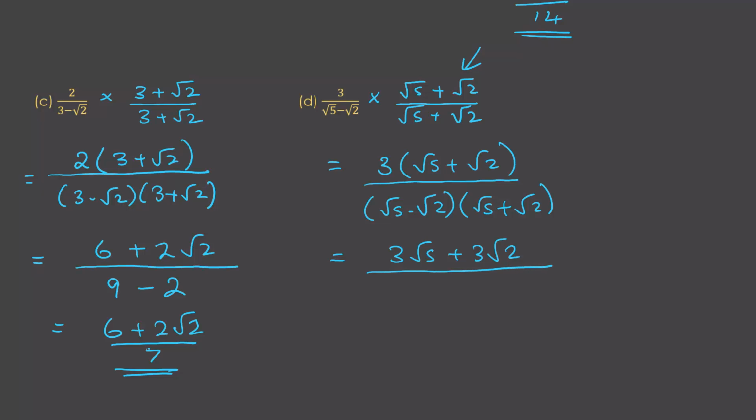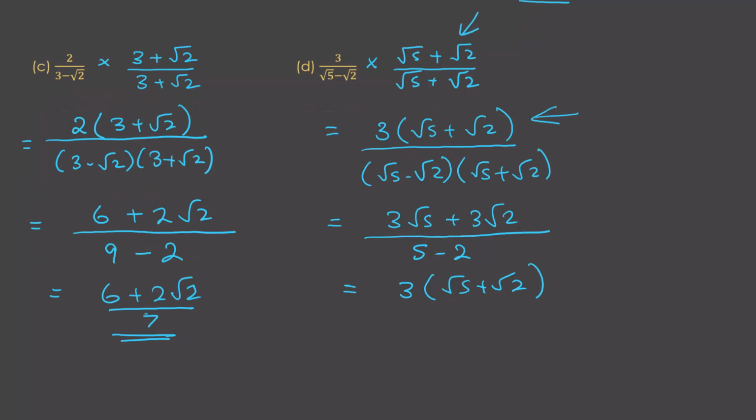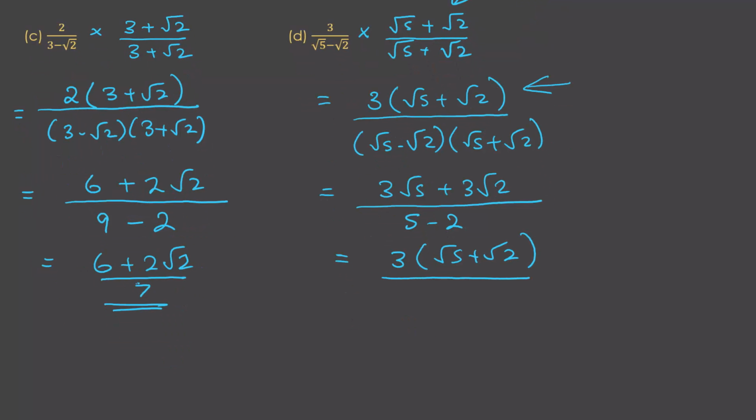And the bottom, using our dots pattern, is going to be 5 take away 2. And so that is, look what's going to happen. Maybe I shouldn't have expanded the top out. Let's put it back to this, because the bottom is going to become 3. And we just end up with root 5 plus root 2.